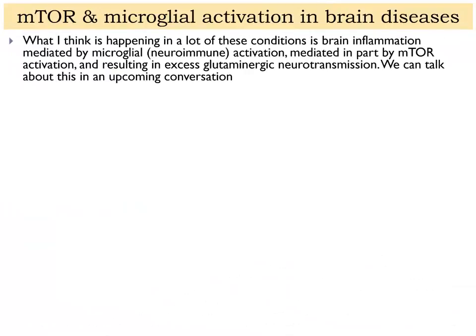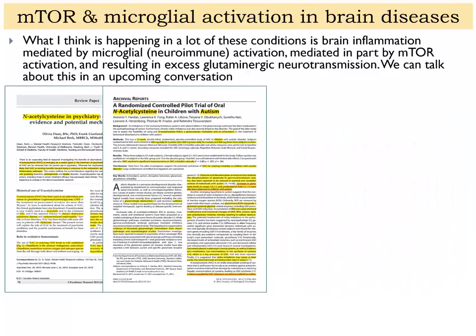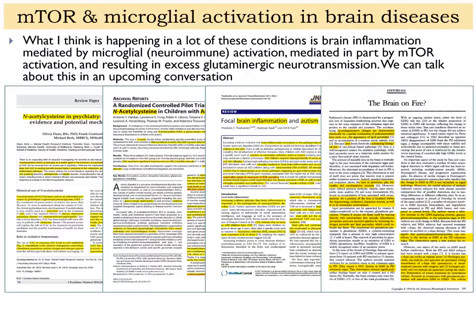So what we're going to talk about next time when we talk about mTOR and psychiatry is connecting mTOR with microglial activation in brain diseases. I think this is a really fascinating topic. You see some conversation now about using NAC in psychiatry. You see another study here using NAC in children who have autism. And that's because, of course, it helps to reduce the level of brain inflammation that we see in children with autism.